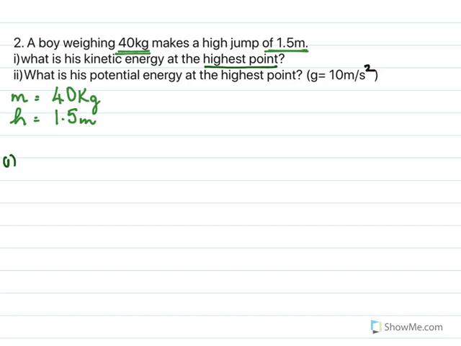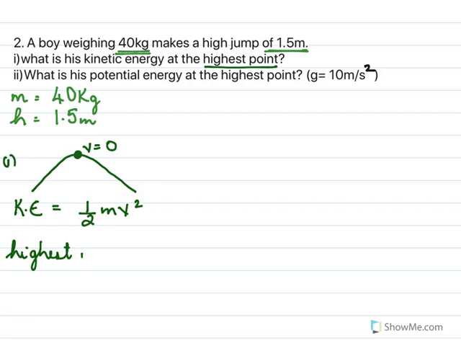Now when the person is jumping and he comes down, at this highest point the velocity keeps on decreasing, and here the velocity becomes 0. So at the highest point, the kinetic energy formula is half mv square. At the highest point, v is 0 because it keeps decreasing. So kinetic energy at the highest point is half m into 0 square, which is 0.